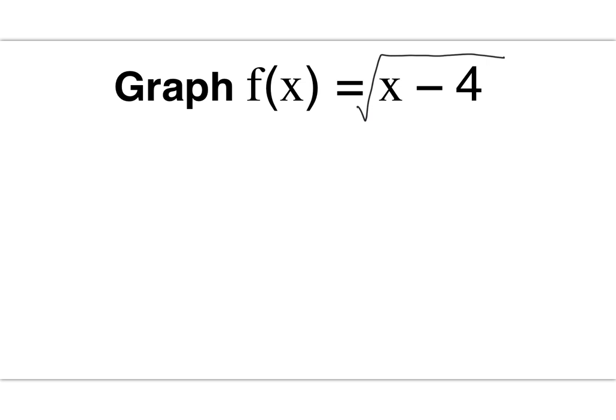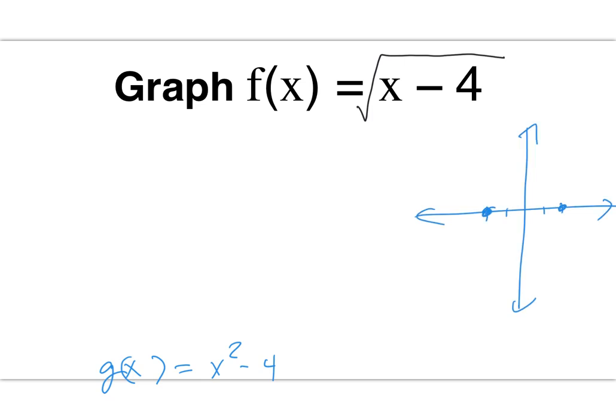We're going to take a quick look and graph a square root function. Before we do it, as a reminder, if I had a squared function, let's say g of x equals x squared minus 4. All right, that's going to be a parabola. And at 2 and at negative 2, they're going to be zeros.